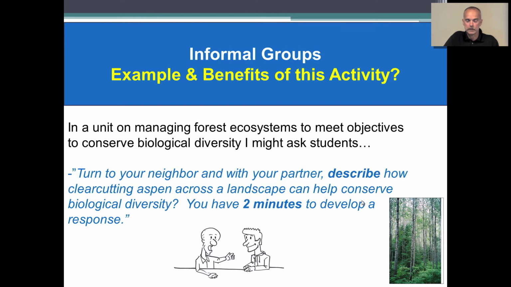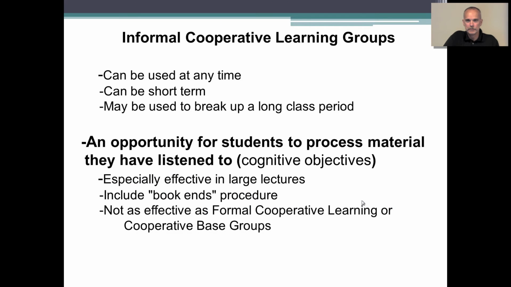If you look at this from a Bloom's taxonomy perspective, this is a little bit higher level learning expectation that I have for my students. And second of all, I tell them they only have 2 minutes. So I expect them to work quickly to develop a response.